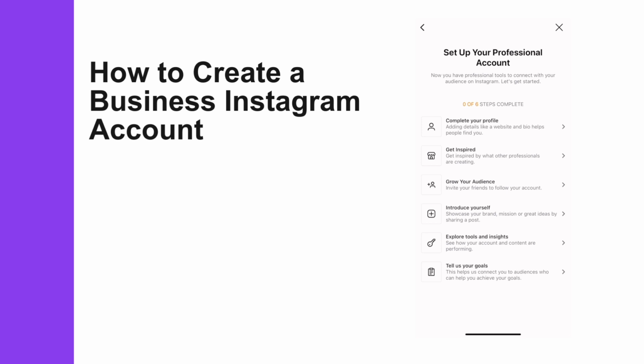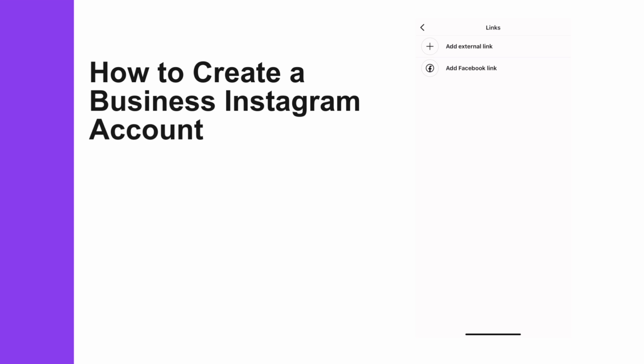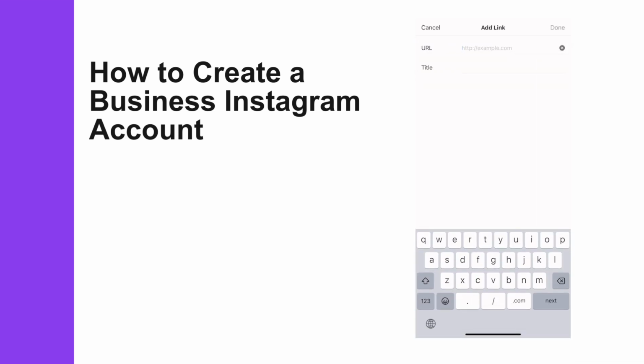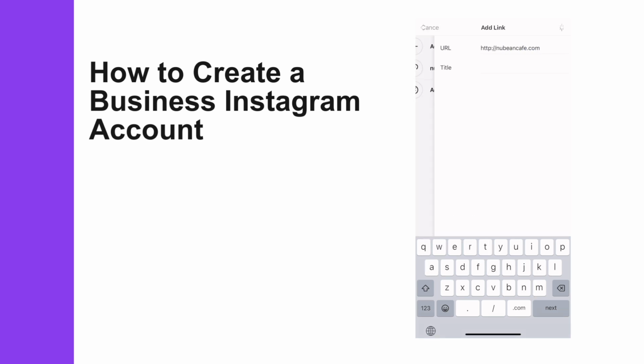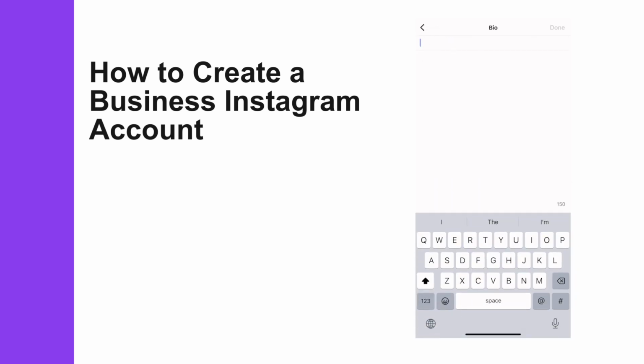So now let's complete our profile. We're gonna add an external link, and this is going to be the website link, newbeancafe.com. And then we'll fill in a short description or slogan in the bio section. This is not the best slogan, it's just a placeholder.